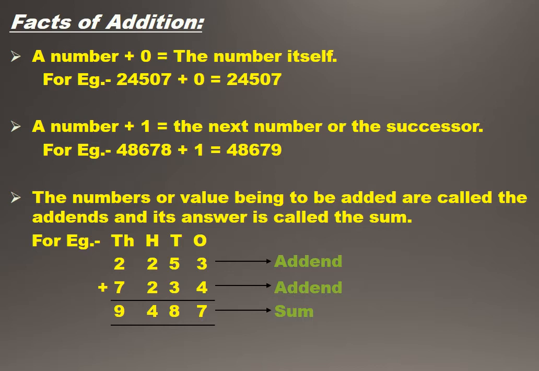And when we add these numbers, by adding ones we get 7. By adding tens, 8. When you add hundreds, this results in 4. And by adding the thousands place digits, 9. So, what is the number? 9,487. This is the sum. Alright? Okay.